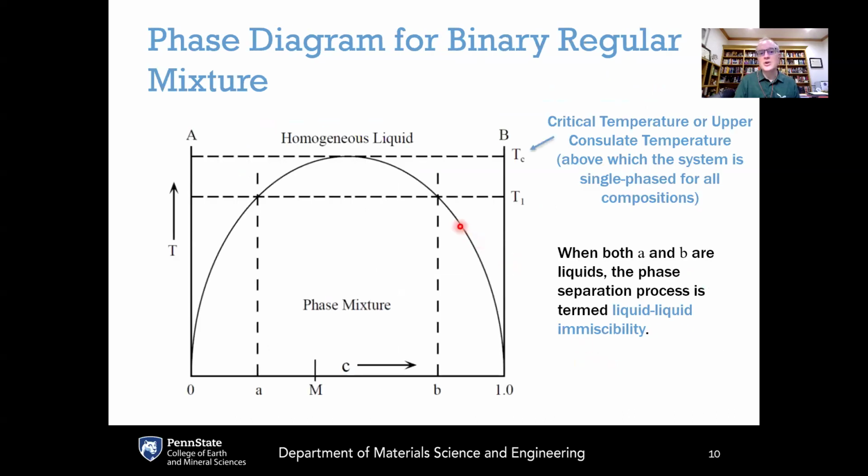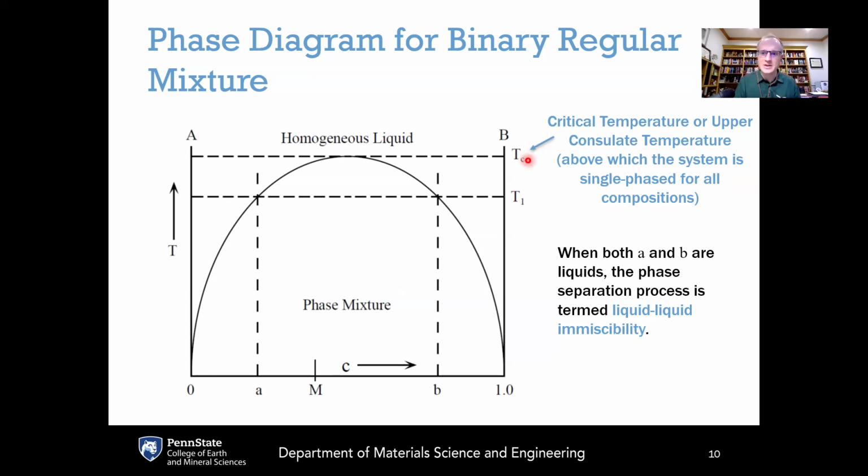And that is what is being shown by this immiscibility dome here. If we start off at T1 and increase the temperature, those locations of the minima are coming closer and closer together. So as we go up in temperature, the two ends of the dome are becoming closer and closer together until those two minima merge into a single minimum. And the temperature at which that occurs is labeled as Tc. This is called the critical temperature, also called the upper consulate temperature.